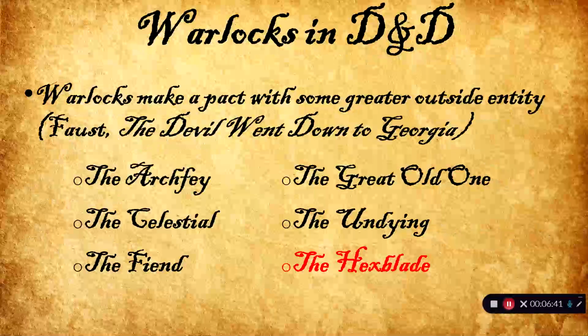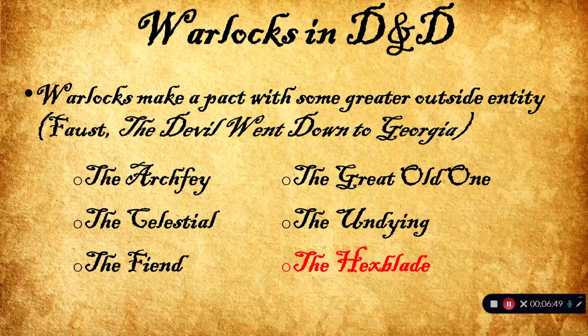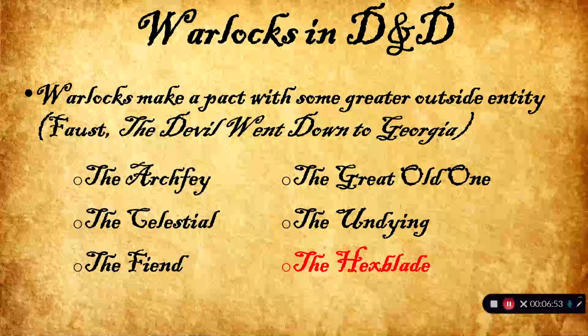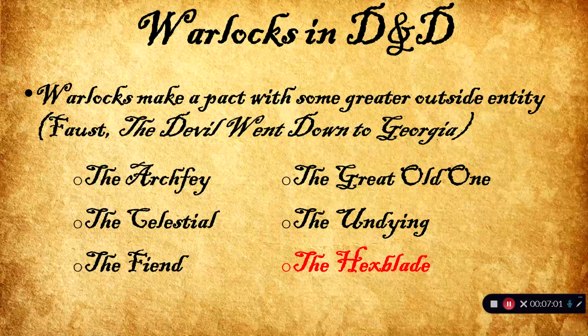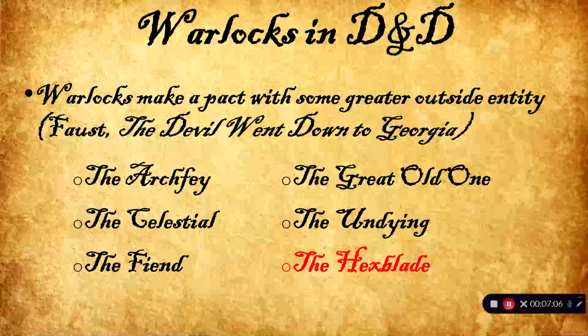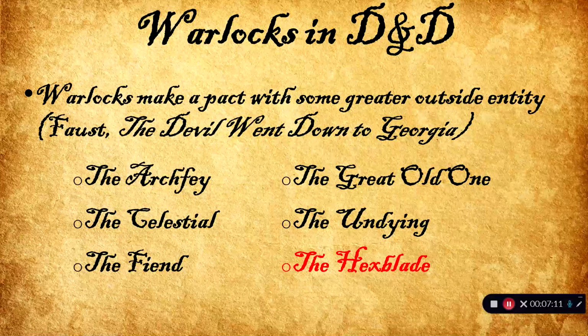Now, the second thing is to deal with warlocks. Warlocks as a class are famous in literature. Warlocks make deals with some greater outside entity. The story of Faust, or if you want a music example, The Devil Went Down to Georgia would be an example of this sort of warlock behavior in country music. Now, who signs up for these sorts of agreements? There's lots of possibilities who show up. Five of them make logical sense to me.